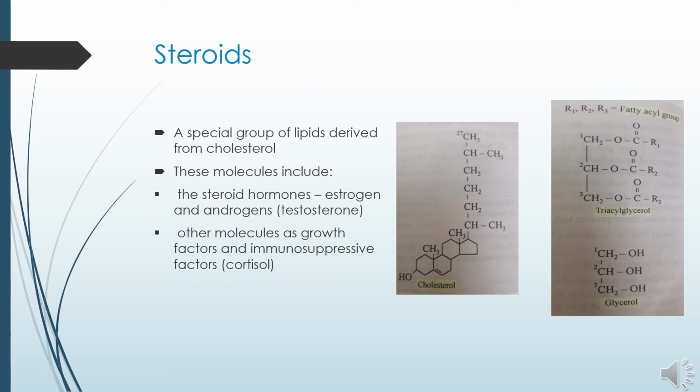Steroids are a special group of lipids which is derived from cholesterol, that is the most abundant steroid in animals. These molecules include the steroid hormones, that is estrogens and androgens or testosterone, or other molecules which act as growth factors and immunosuppressive factors, that is cortisol. Refer to the diagrams for the structures of simple fatty acids, glycerol and cholesterol.